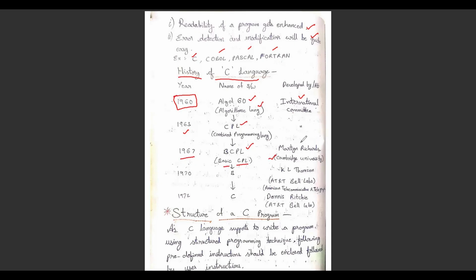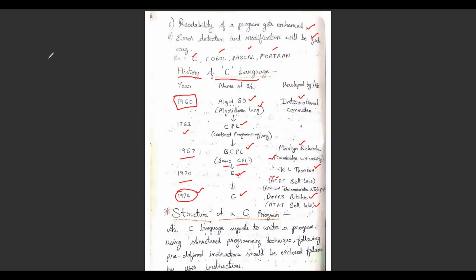The person who invented BCPL is Martin Richards. In 1970, it was renamed to B language, and it was introduced by K.L. Thompson at AT&T Bell Labs, which stands for American Telephone and Telegraph. In 1972, finally, B language was renamed to C language, invented by Dennis Ritchie at the same AT&T Bell Labs. So this is the history of C language. If I say when C language was introduced, it was in the year 1972 by Dennis Ritchie at AT&T Bell Labs.